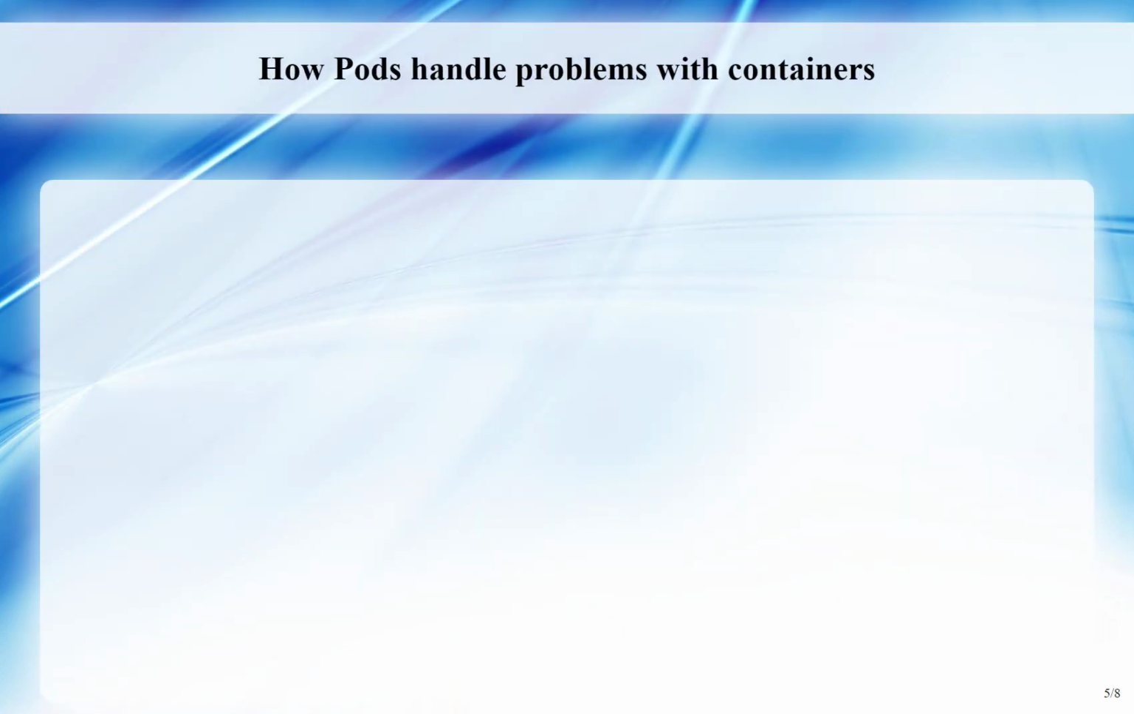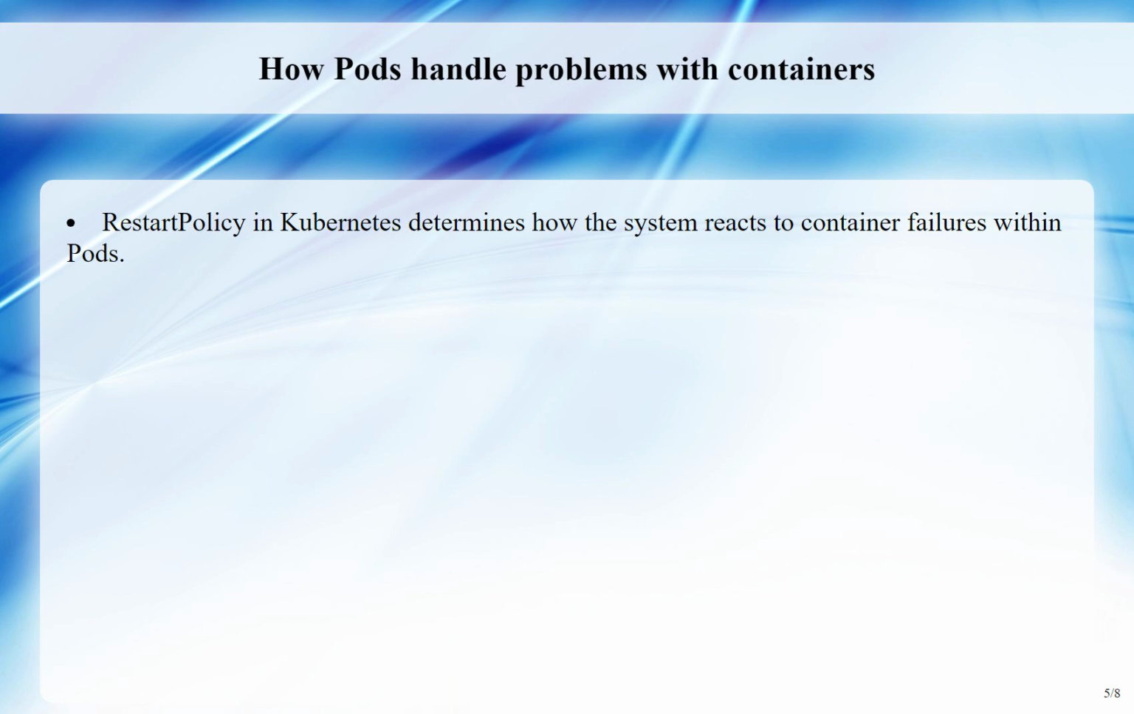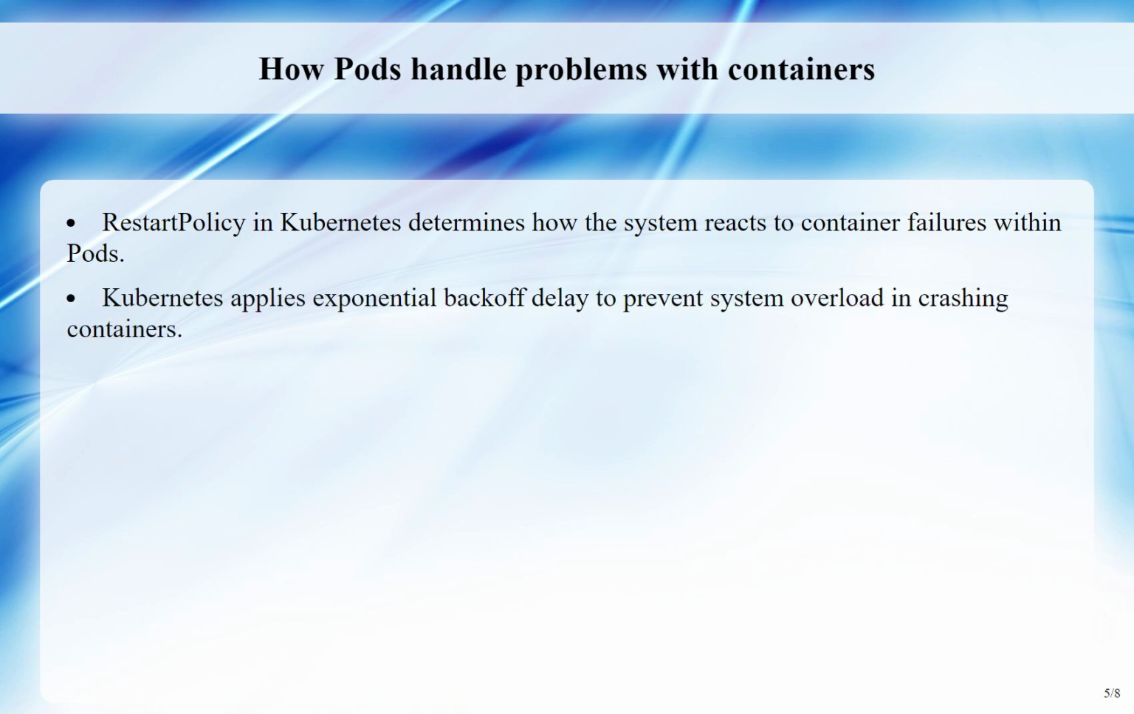How pods handle problems with containers. In Kubernetes, the restart policy defined in a pod spec determines how the system reacts to container failures within pods. The policy follows a sequence starting with an initial crash, where Kubernetes immediately attempts a restart based on the restart policy. If the container continues to crash, Kubernetes applies an exponential back-off delay to prevent system overload. This delay is reset if the container runs successfully for a certain duration.